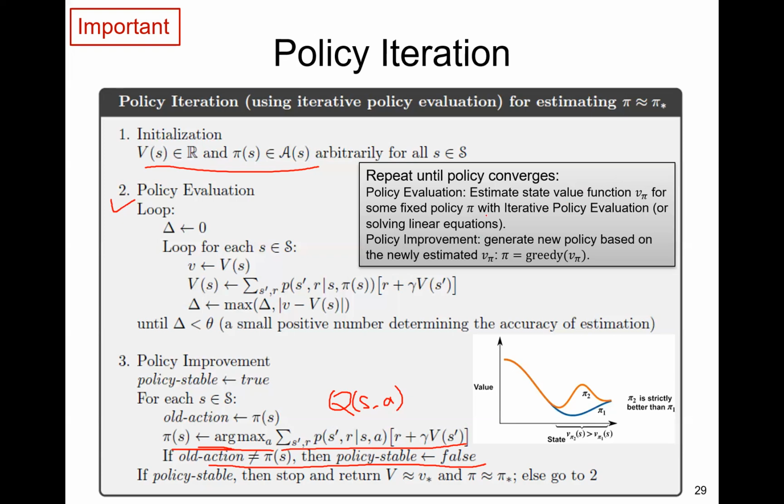The simplified statement says that policy evaluation estimates the value function v pi for some fixed policy pi by solving linear equations if you have a small system, or by iterative policy evaluation if you have a larger system and solving equations is too slow. And policy improvement says to generate a new policy based on the newly estimated v pi. Since you have the MDP available, you can get the q pi from your v pi because you know the p. This is your MDP, so you can derive q from v. Then you just take an argmax over a of the q.